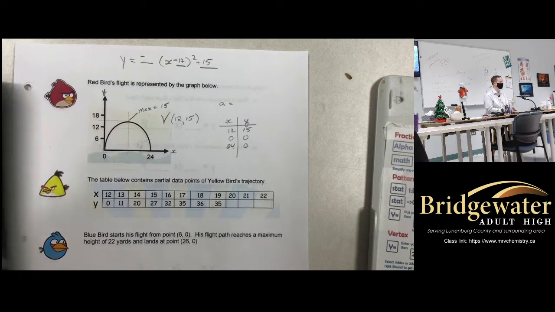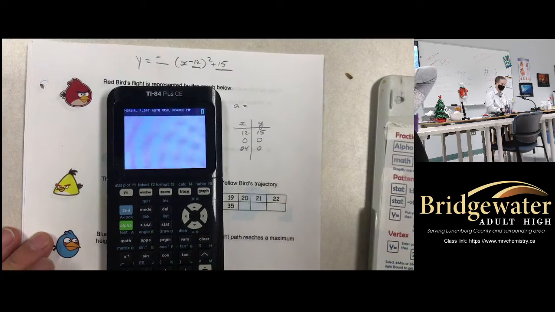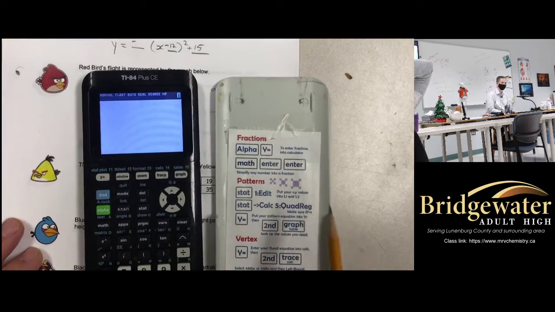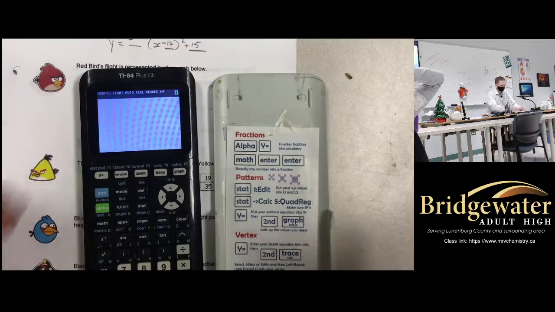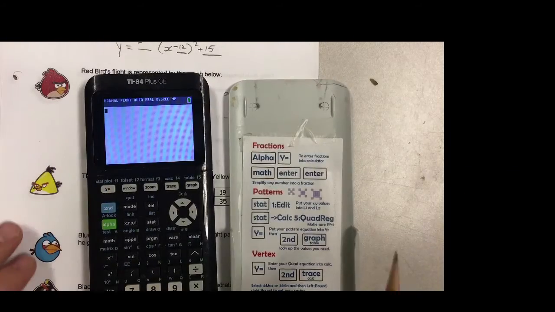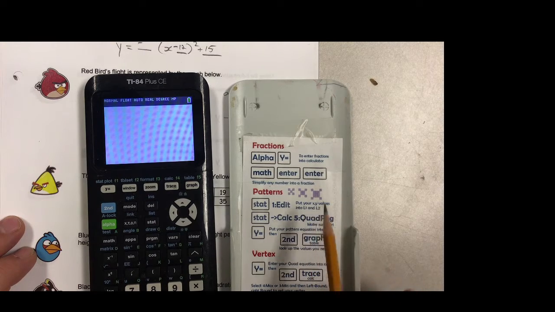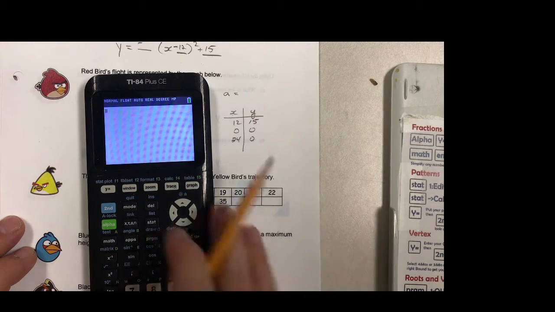Can our calculator figure out a pattern with 3 points? Absolutely. Let's see what we can do. So this is where I'm using my little formula sheet here. So stat edit. Stat edit, and then put your x and y values into L1 and L2, and then stat calculate 5 quadratic regression, and then see what happens. And then we can graph it if we want.